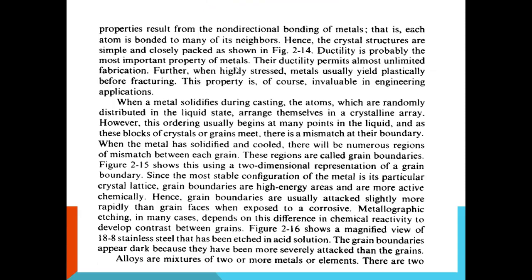When a metal solidifies during casting, the atoms, which are randomly distributed in the liquid state, arrange themselves in a crystalline array. This ordering usually begins at many points in the liquid, and as these blocks of crystals or grains meet, there is a mismatch at their boundary. When the metal has solidified and cooled, there will be numerous regions of mismatch between grains. These regions are called grain boundaries.